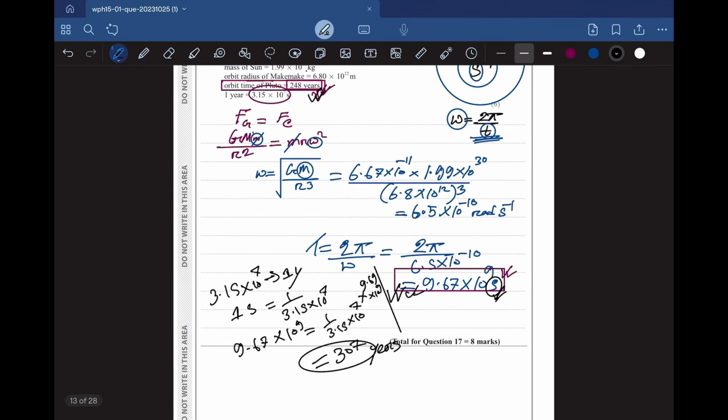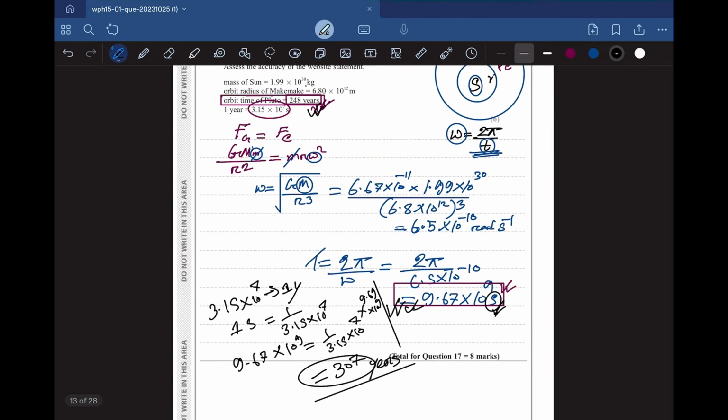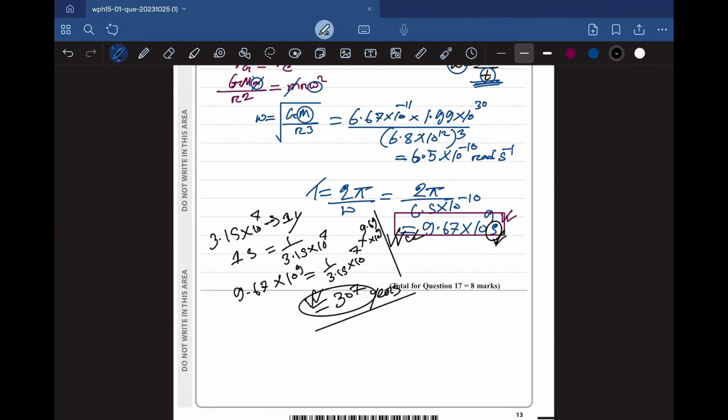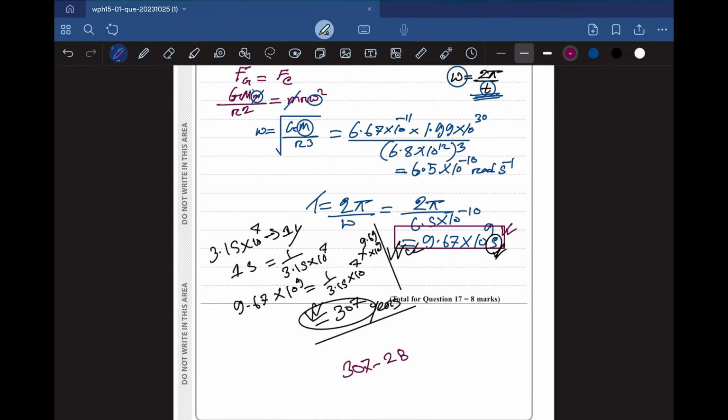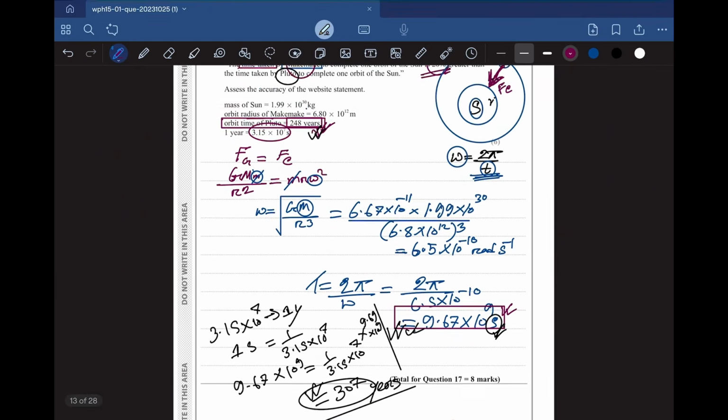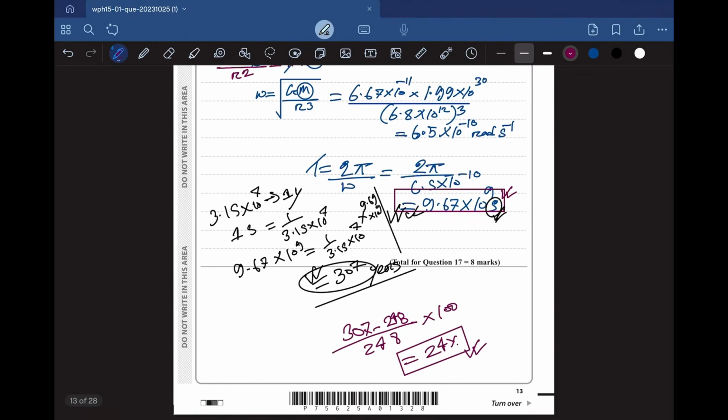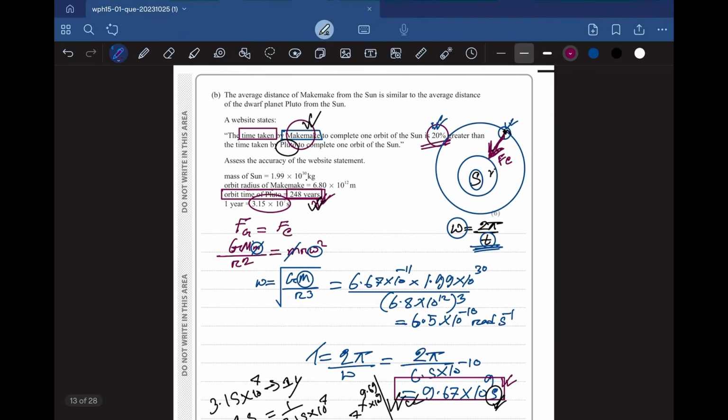So now we have got the orbital time of Mach. Now we will compare it with the orbital time of Pluto to see whether it is 20% greater or not. This is the Mach value, so we will take this Mach value, subtract the Pluto value, which was maybe 248, divided by 248 into 100%. So we'll get, yes, the value is 24%. So we can say yes, the orbital time of Mach is 24%, or actually 20% greater than the time taken for Pluto to complete one orbit.